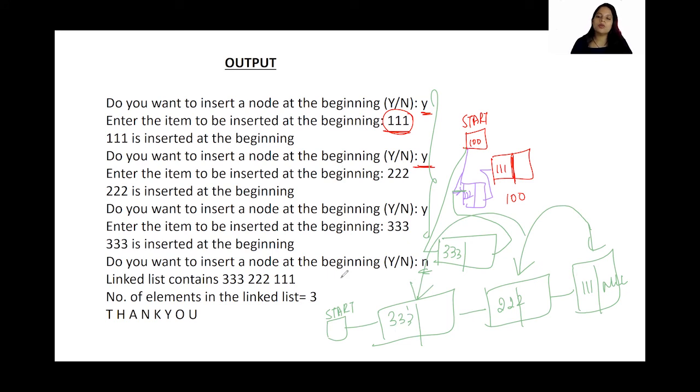Now, once I come out of the while loop, what was there? We had print, isn't it? What are we printing? We are printing the data item of each node. We are traversing each node and printing it, right? So I printed 333 first, and then I printed 222, and then I printed 111. So see, it is coming in this order.